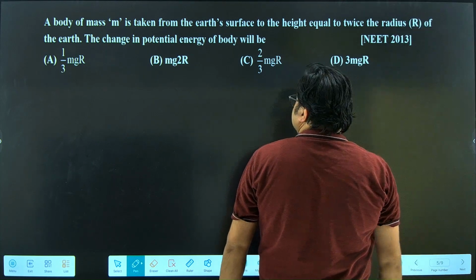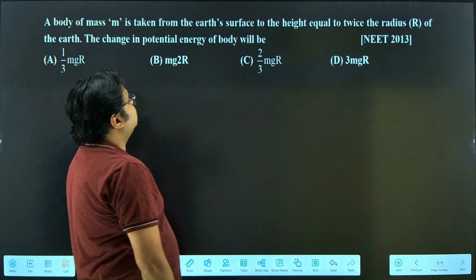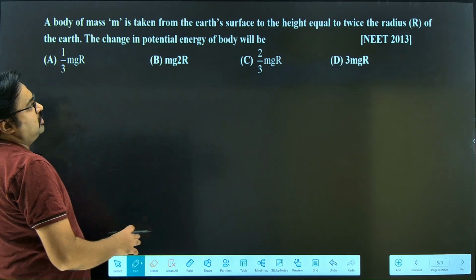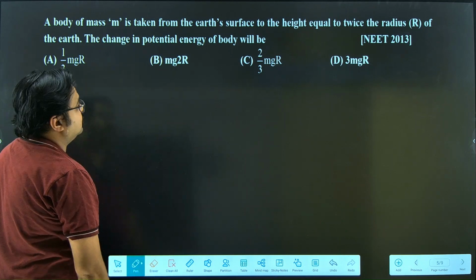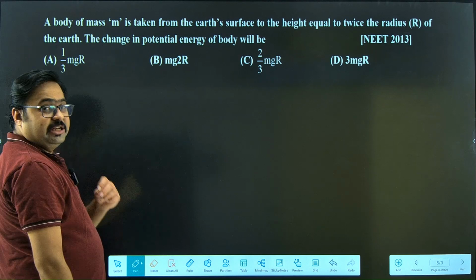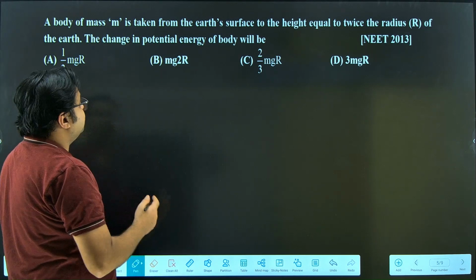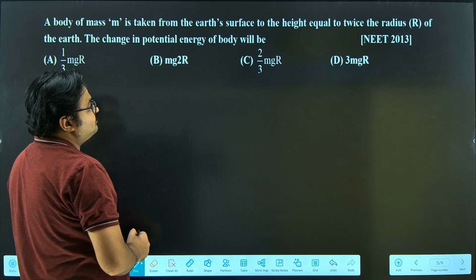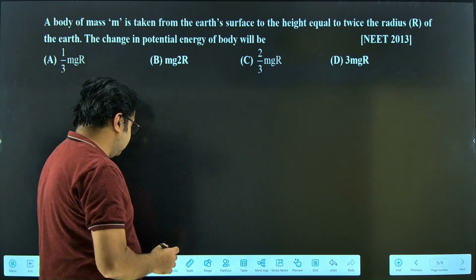Let's move to this question. A body of mass m is taken from the Earth's surface to a height equal to twice the radius of the Earth. The change in potential energy of the body will be. What will be the change in potential energy of the body? Let's find out. This was the question in NEET 2013.